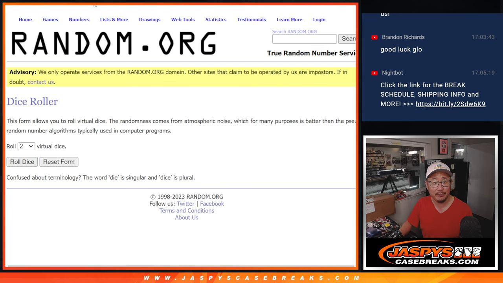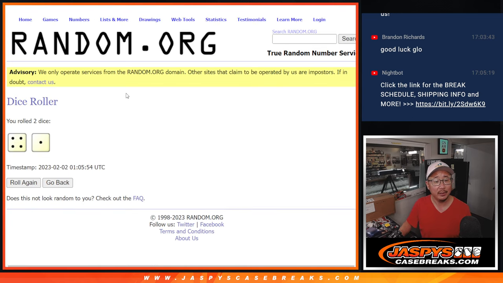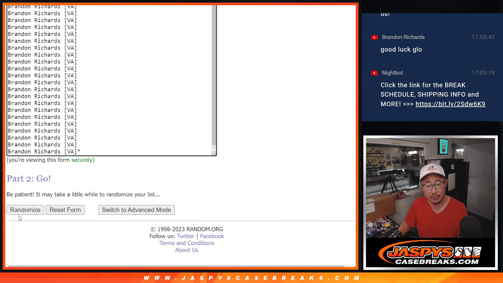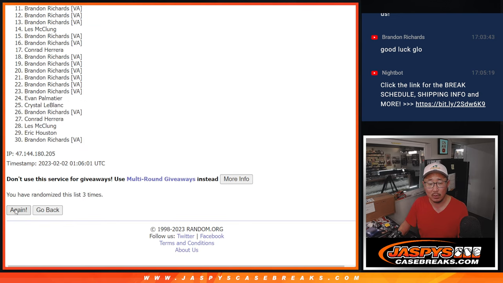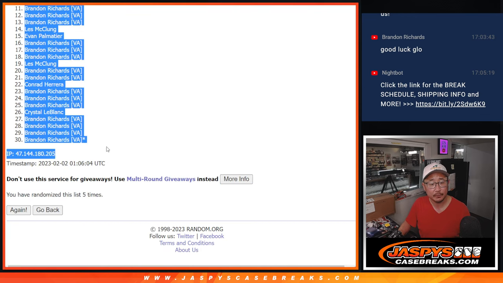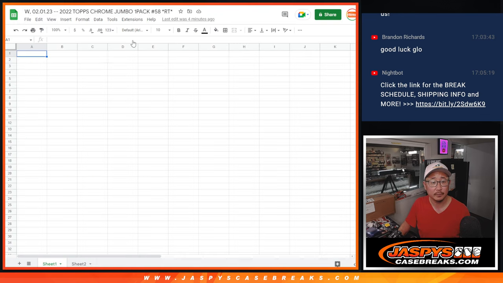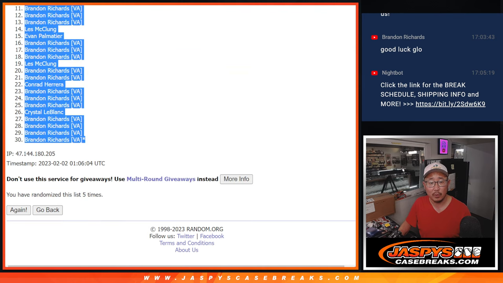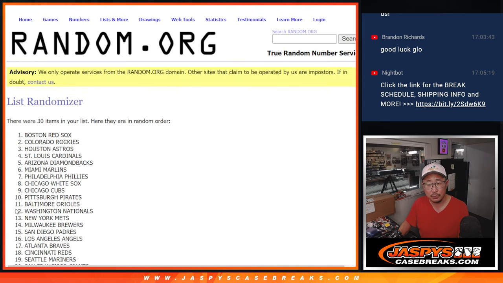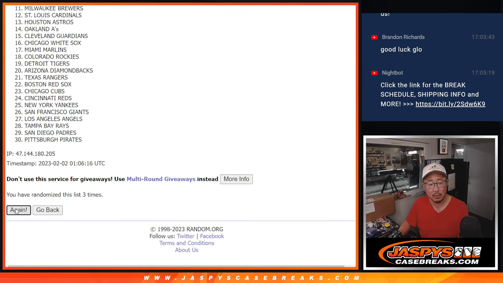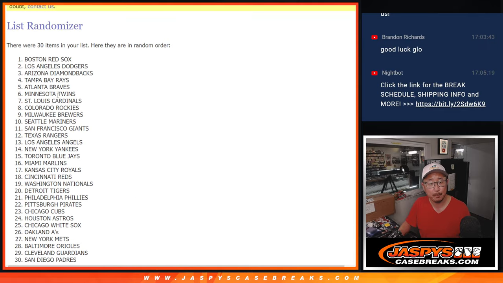All teams are in. This is just for the pack break, and a different dice roll for the giveaway part. A 4-1, 5 times for names and teams. 1, 2, 3, 4, and a 1, fifth and final time. Four and a 1, 5 times for the teams. 1, 2, 3, 4, 5.